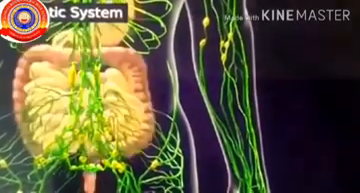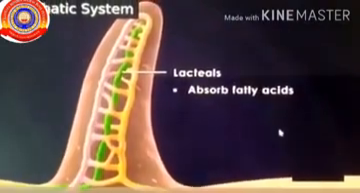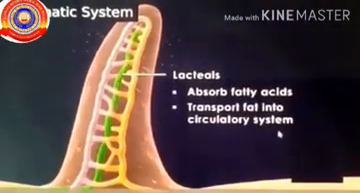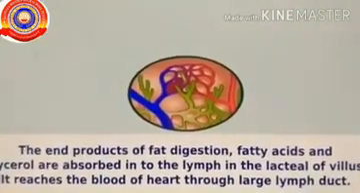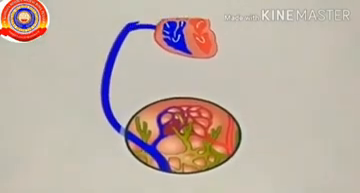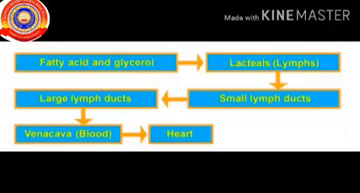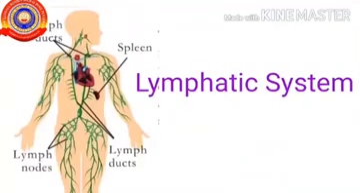The fatty acids and glycerol formed as a result of digestion of fat enter the lacteal present in the villus of the small intestine. These reach the blood in the heart through the large lymph vessels. In addition to lymph, the lymphatic system consists of lymph capillaries, lymph duct, lymph nodes, and spleen. Spleen and lymph nodes play a major role in defending against disease-causing germs.